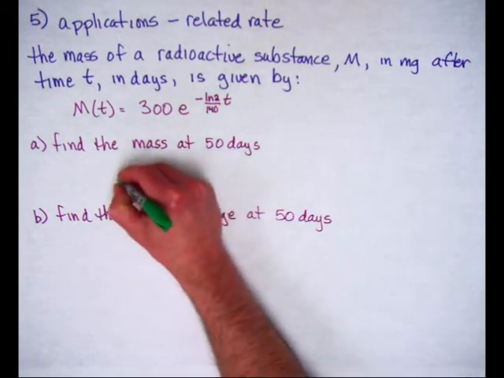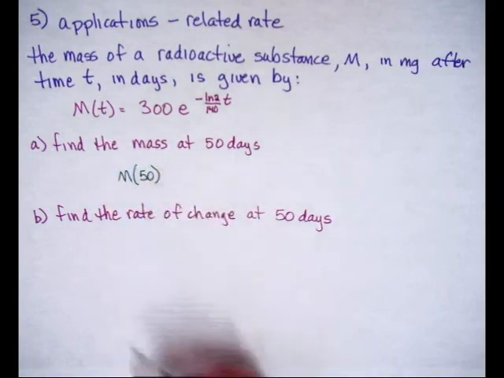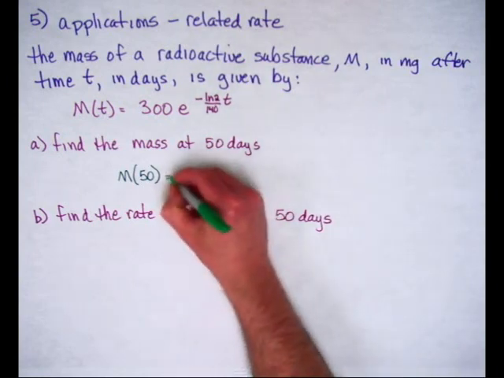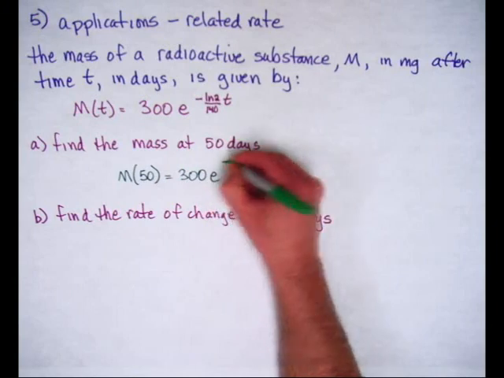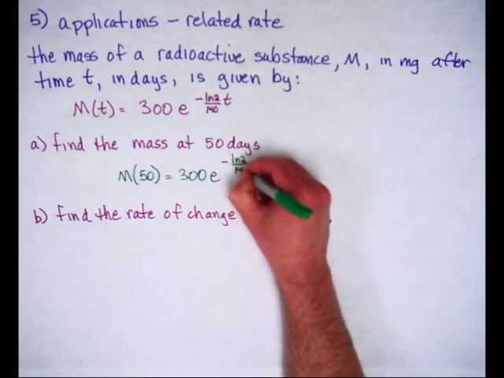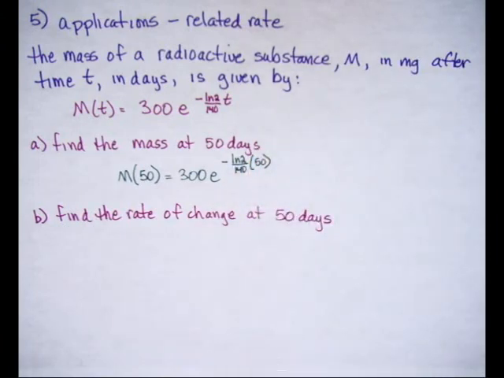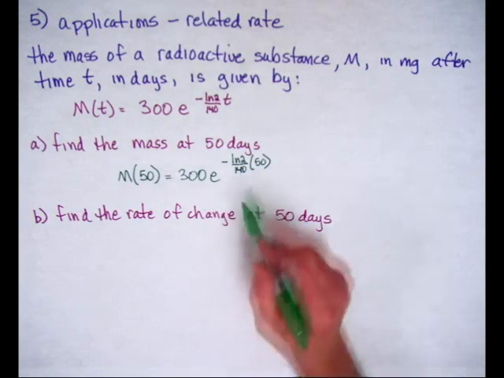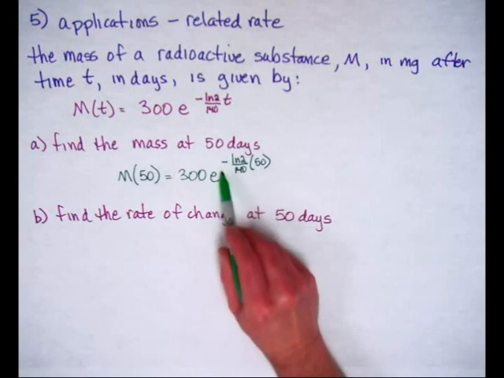So that's saying to you, take your mass function, replace the time with the time of 50 days, which means you would go 300 times e to the negative natural log of 2 over 140 times 50. Now really this question is just an exercise of practicing on your calculator. So you want to make sure you do this. This is the argument. You're raising the number e to this number right here. This is just a single number.